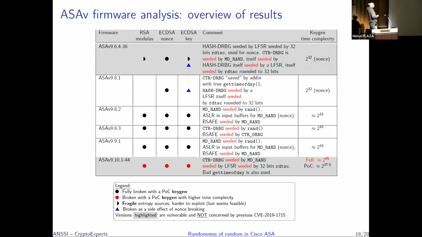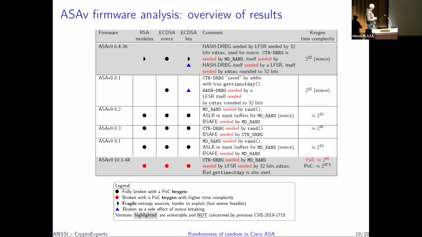Now that we have presented what we did on this version, we also did the same kind of work on all the other versions that are in this table. This table summarizes the results we have for all these versions. I will not go through all the lines and columns of the table. What's interesting is that for all these versions, you have broken RSA moduli, nonces, and keys, and we are able to provide a keygen for most or all of these elements for some versions. The other interesting part is the last column, which shows the complexity of providing a keygen for those versions, which is, say, 32 bits most of the time.